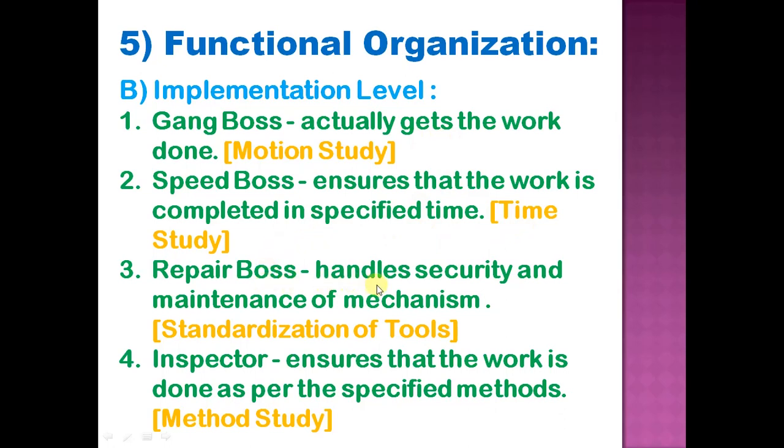Repair boss, he will just handle the security and maintenance of the machineries. He will just take care of the standardization of tools and equipment. He will check whether the tools are of good quality or not, if they need any maintenance or not. So that will be done by the repair boss. And the inspector, he will ensure that the work is done as per the specified method. So he will also undertake the method study. So in this way, there will be a total of 8 foremen working in two different sets. That is called the functional organization.